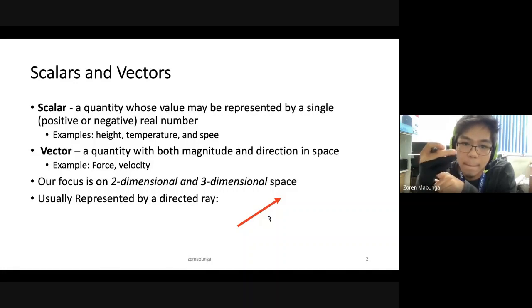So dito sa EMAG, aside from the two-dimensional space, kailangan ma-visualize nyo rin, ma-imagine nyo rin ano yung itsura ng vector in 3D. Okay, so kaya medyo complicated sa EMAG kasi kailangan magaling ka mag-imagine kung ano yung itsura ng certain vector na yon in 3-dimensional space. So this vector is usually represented by a directed ray. Katulad na sa figure, itong red na arrow. Okay? So meron kang starting point and end point. So yung end point mo yung arrow.